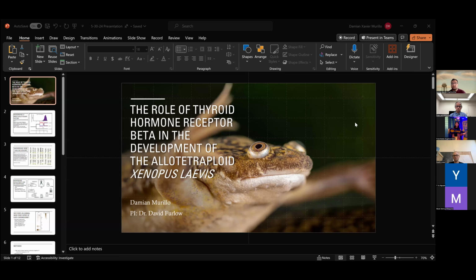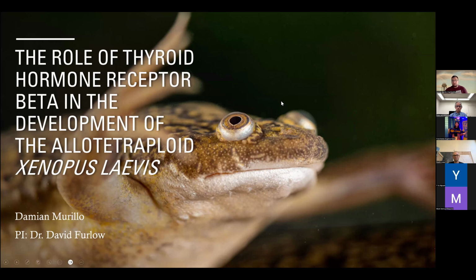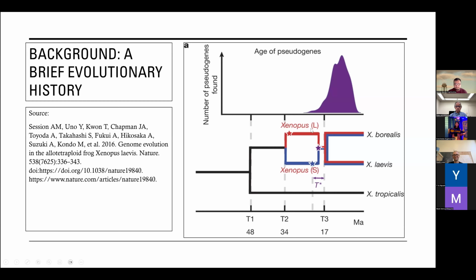Okay, so my name is Damien Murillo. I am a current 4th-year biochemistry and molecular bio major, minoring in human physiology. I'm also working in the Furlow lab, where my project was focusing on the role of thyroid hormone receptor beta in the development of the allotetraploid Xenopus laevis. And the frog in the background is actually a picture from Xenbase, which is a collective of various information on Xenopus. So I just wanted to include that so you have a reference of what the frogs look like.